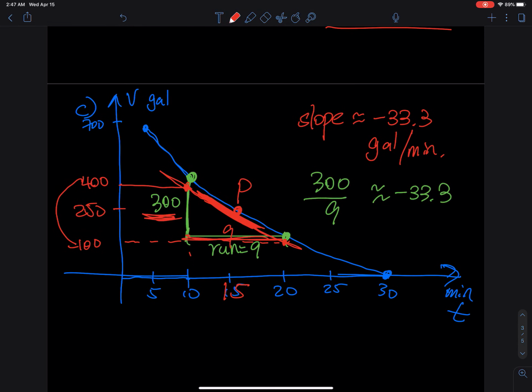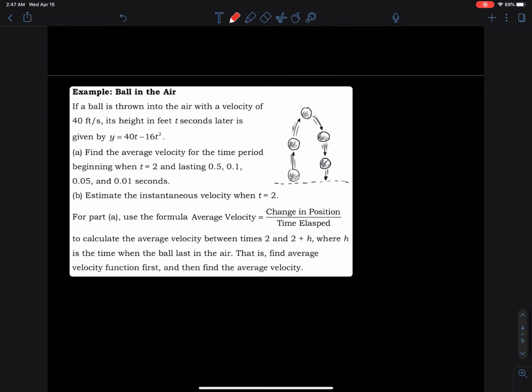So this is a pretty weird problem. I don't think you will see that on a test. So let's go ahead and take a look at the next problem. The next problem, we have a ball in the air. So ball in the air, let's read the problem. If a ball is thrown into the air with a velocity of 40 feet per second, the height in feet t seconds later is given by y equals that, so t is equal to time, y is equal to height, right? So this is actually a position function.